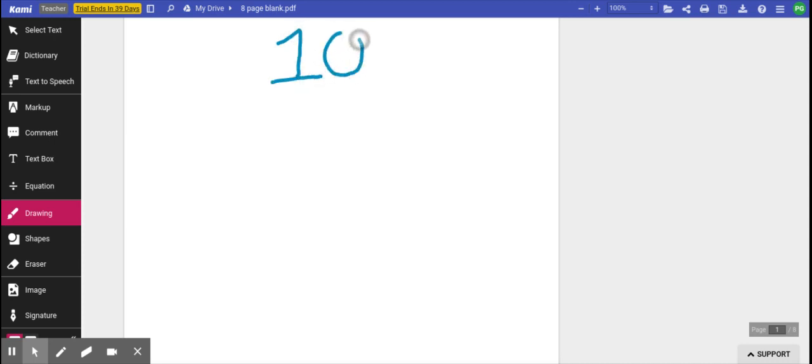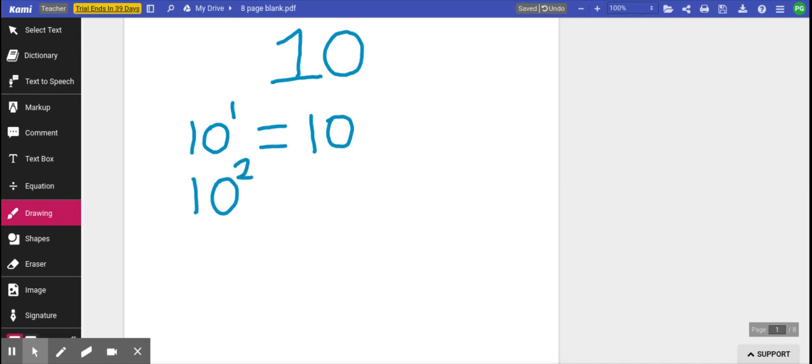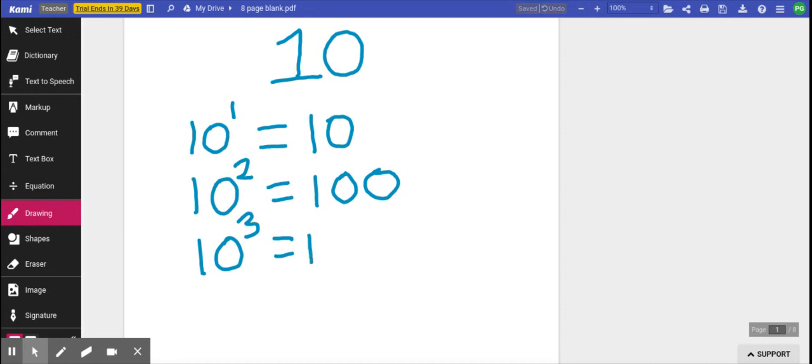The number 10. Let's look at it. In terms of exponents, if we raise 10 to the 1, your answer is 10. If we have 10 squared, that's 10 times 10, which is 100. If we have 10 cubed, that'd be 10 times 10 times 10, which is 1,000.